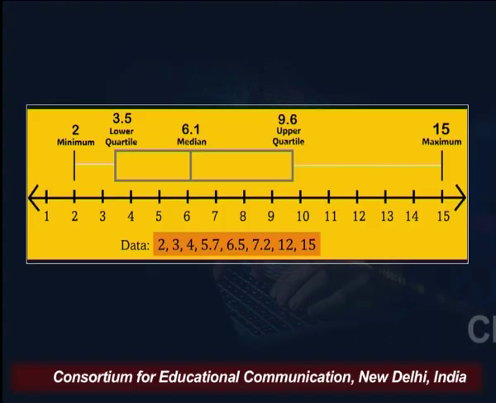The first line tells us the lower quartile, or quartile 1, which here is 3.5. The median here is 6.1, which is shown as a dash in the box. The upper quartile is 9.6. Now the question here is, what is the interquartile range? As you can see, the interquartile range is very easy to calculate here. It's 9.6 minus 3.5.